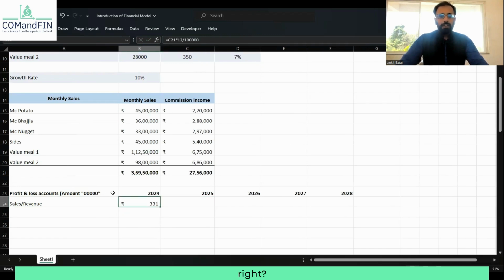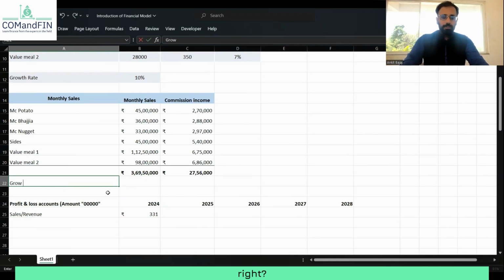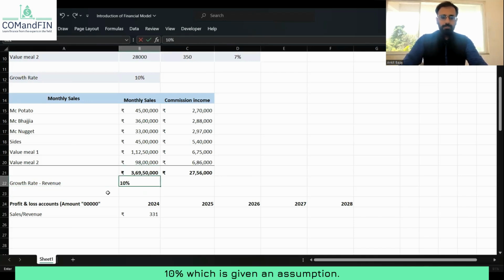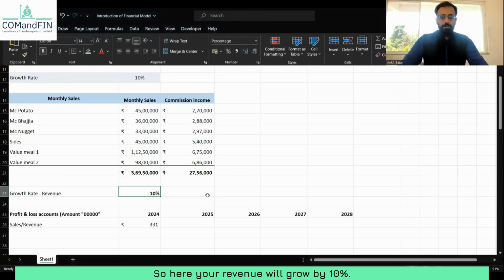Then here we have seen that revenue will grow by 10%, right? So the growth rate for revenue is given, that is 10%, which is given in the assumptions. So I will consider this revenue growth rate and convert this into a percentage. So here, your revenue will grow by 10%.